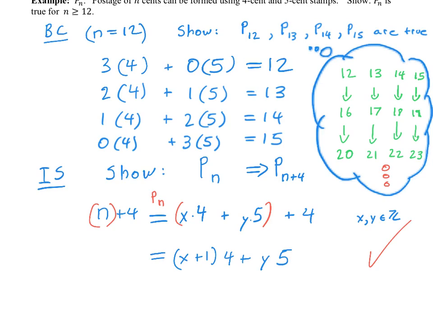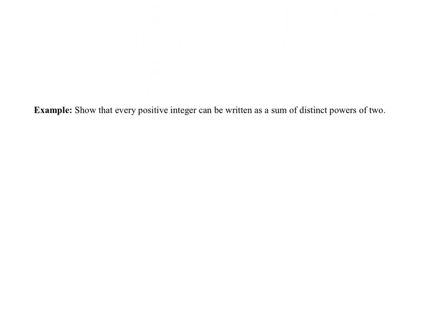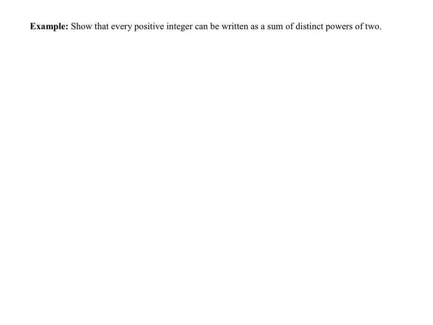All right, so next we have another strong induction example to work on. We're going to try to do the following and show that every positive integer can be written as a sum of distinct or different powers of 2. So we're going to go through the same process over again. P sub n will be our statement, so let's write that down. And the problem says every positive integer, so our P sub n that we're trying to prove here is for n's that are bigger than or equal to 1.